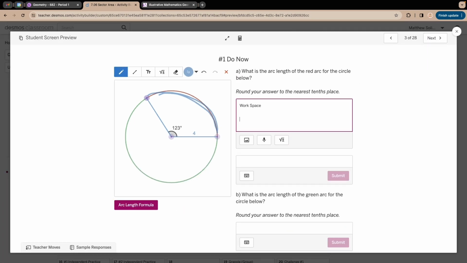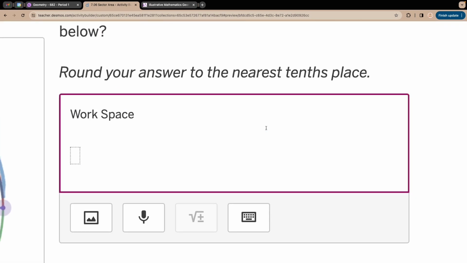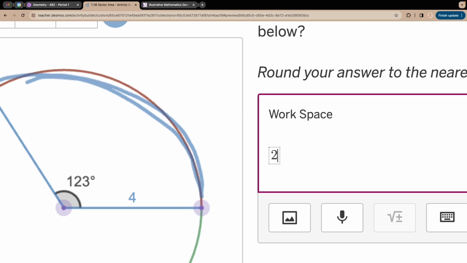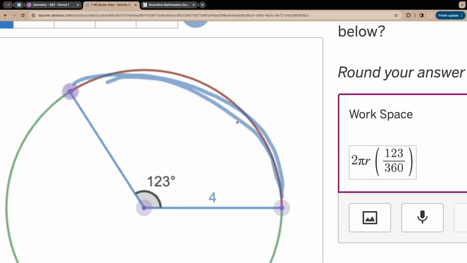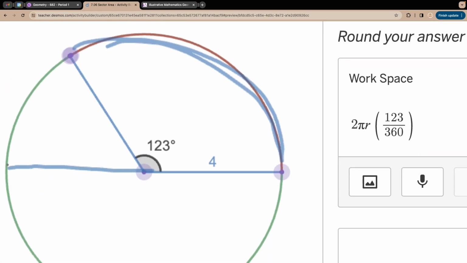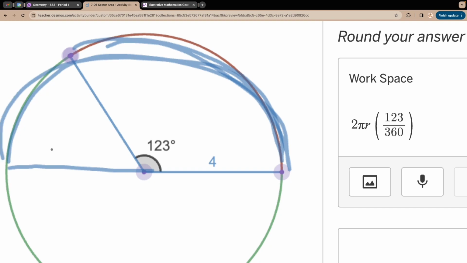And how we did this was we did the circumference, 2 pi times radius, times the fraction we wanted. And this one would be 123 degrees out of 360 for that red arc length. Right? We don't want the whole thing. We want a fraction of it. So the example that was really easy yesterday, right? If we did half the arc length, it would be 180 out of 360, which is just half of it.